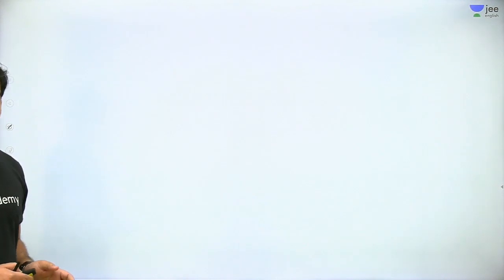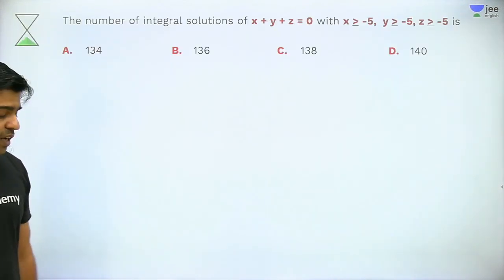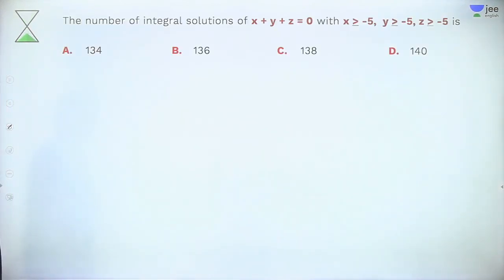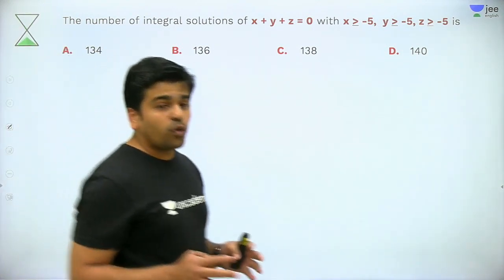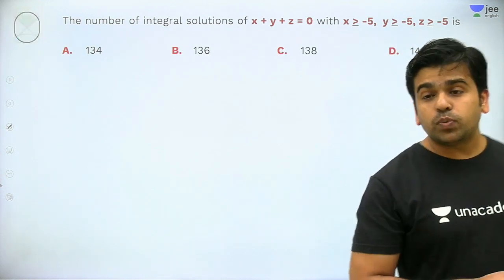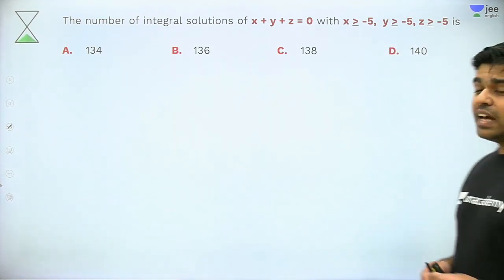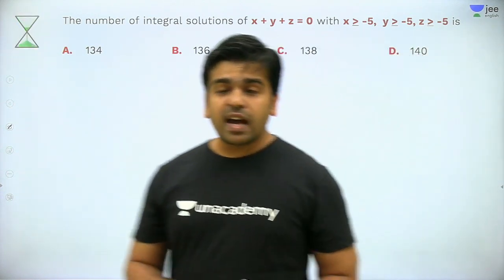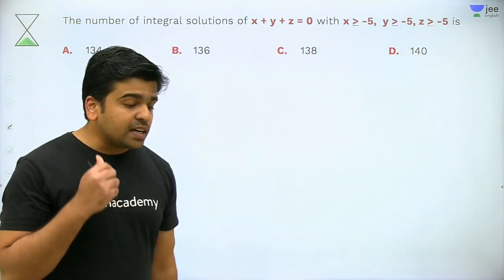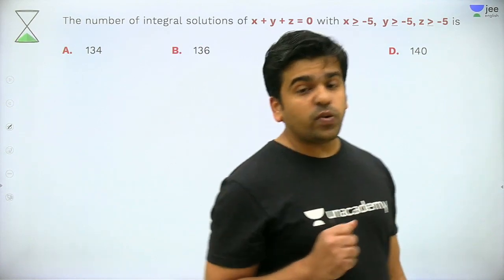So let us move on to our next question and try to understand where the problem lies. Here the question goes something like this: the number of integral solutions. Here also I want integral solutions of the equation x plus y plus z is equal to 0. But here some conditions are given to me. x has to be greater than or equal to minus 5, y has to be greater than or equal to minus 5, and z has to be greater than or equal to minus 5.